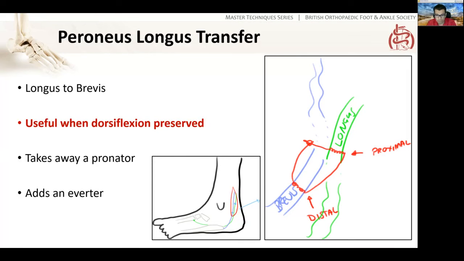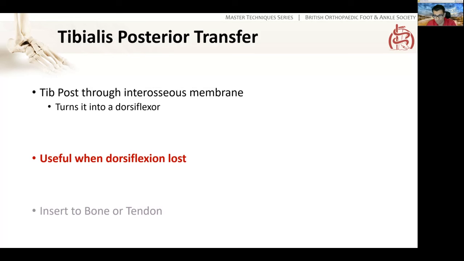The tib post transfer is a workhorse. You pass it through the interosseous membrane. You can go circumtibial, but interosseous membrane has more power in various studies. It's useful when dorsiflexion is lost. You can insert it into bone or tendon.